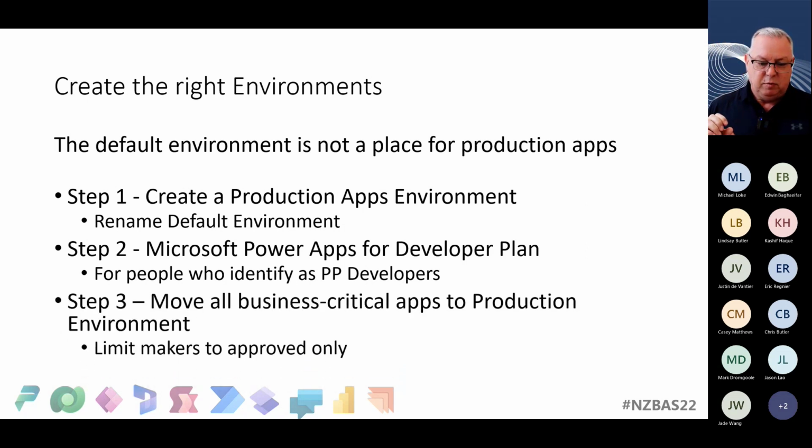Last but not least, from an environment point of view, move all business critical apps to the production environment once you've got it set up, and once you've had your governance team decide on how you do that. So that's a new one. And make sure once you've done that, you limit the makers that are approved to actually build apps in production.